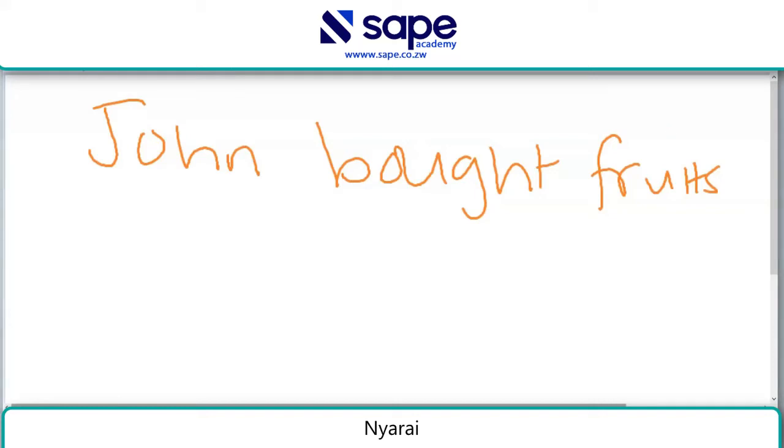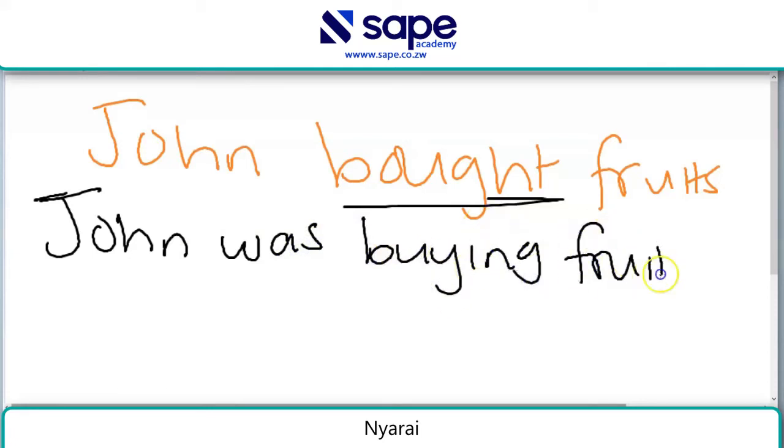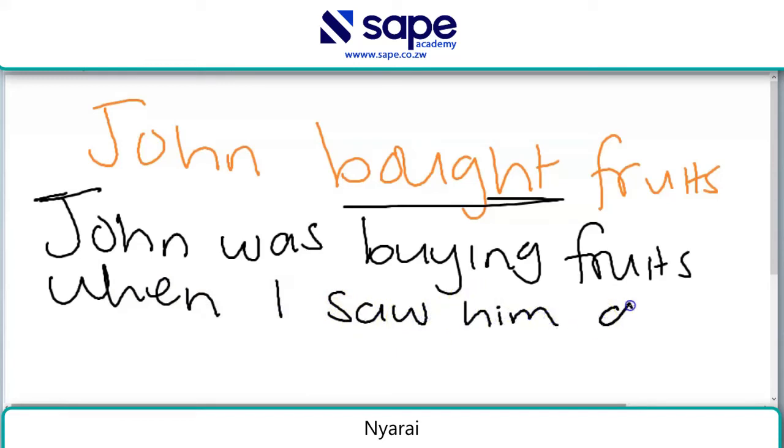So now I want to show that John was still in the process of buying the fruits when I saw him at the market. So that is the continuous form of bought. All right. So now the sentence will read, John was buying fruits when I saw him at the market.